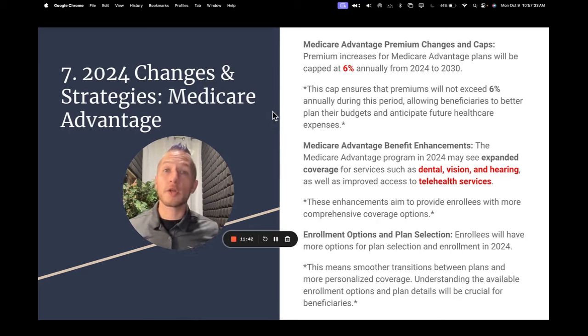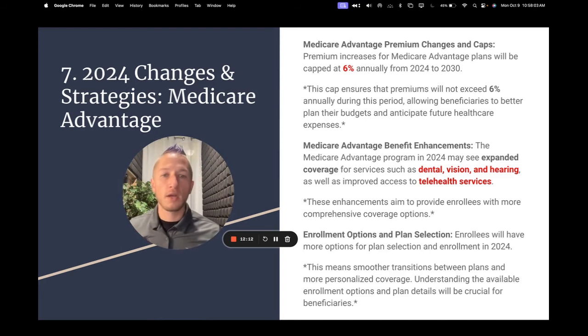Upcoming changes for the 2024 calendar year between Medicare Advantage plans and the other stuff that we've got going on. There is a 6% annual cap that is going to be enforced in the years 2024 and 2023 for premium increases on those policies. In short, it means that the policy cannot exceed 6% annually during this policy period from years 2024 to 2030. So you should not see a big giant 20% increase in cost, for example, on your Medicare Advantage plan.